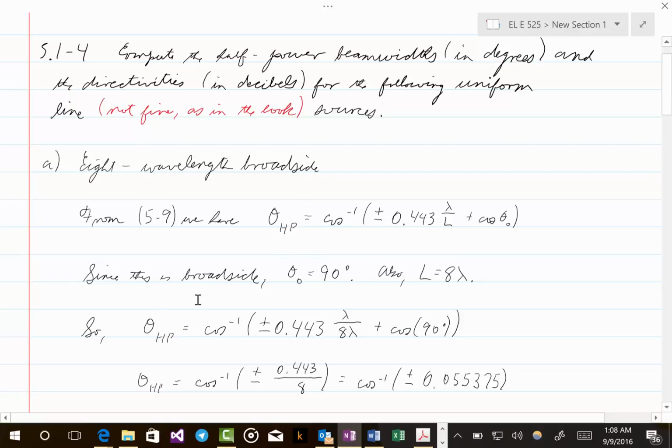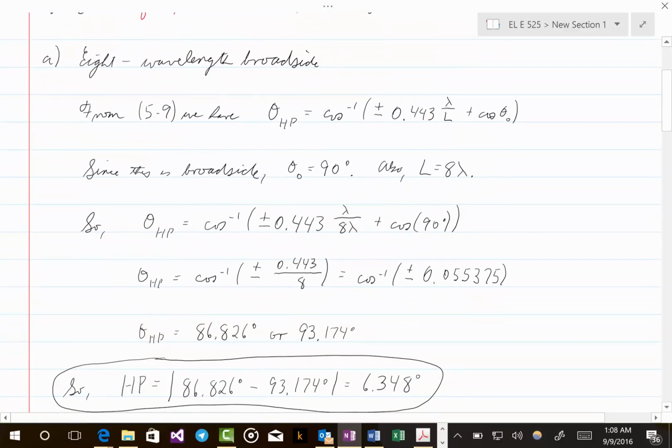If we stick in those values for L and theta naught into this formula for theta HP, we'll get that theta HP is equal to the inverse cosine of plus or minus 0.443 times lambda over 8 lambda plus the cosine of 90 degrees. Now, clearly the cosine of 90 degrees is 0, and the lambdas in the top and bottom of this expression can be canceled, and so theta sub HP is just equal to the inverse cosine of plus or minus 0.443 over 8.